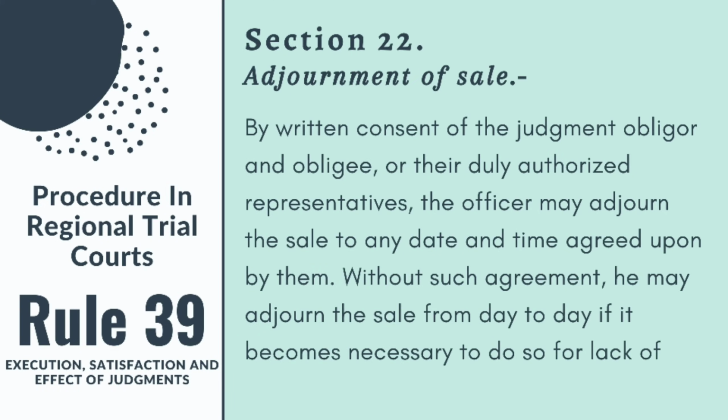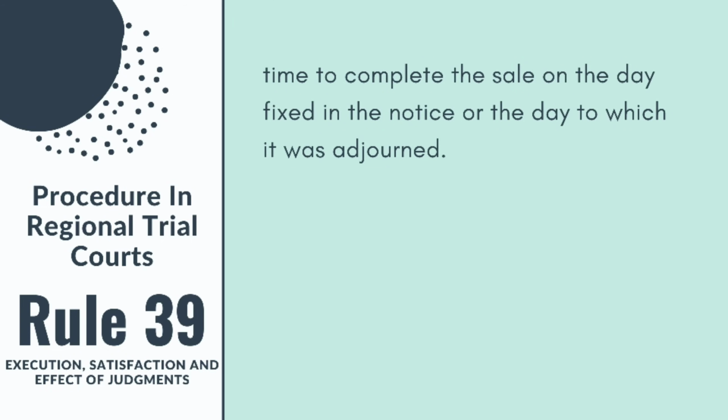Section 22. Adjournment of sale. By written consent of the judgment obligor and obligee, or their duly authorized representatives, the officer may adjourn the sale to any date and time agreed upon by them. Without such agreement, he may adjourn the sale from day to day, if it becomes necessary to do so for lack of time to complete the sale on the day fixed in the notice, or the day to which it was adjourned.